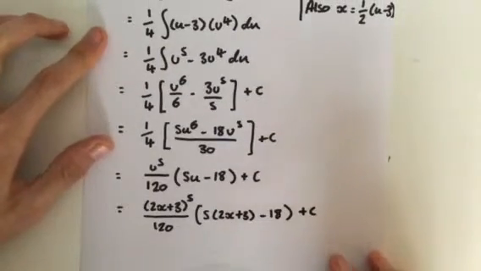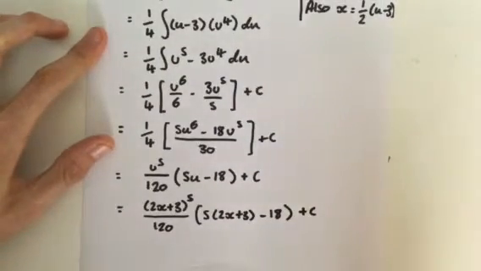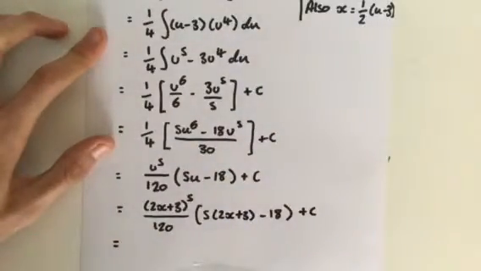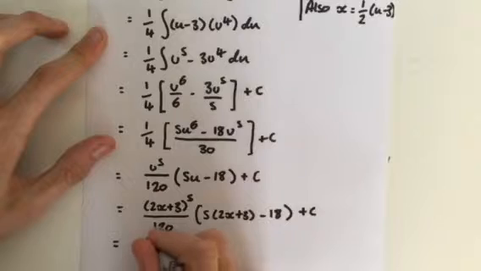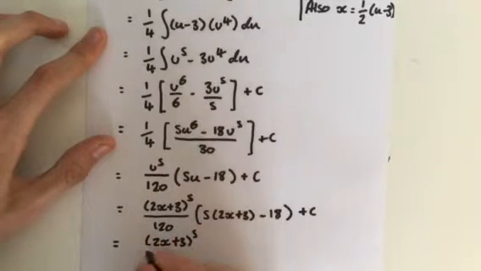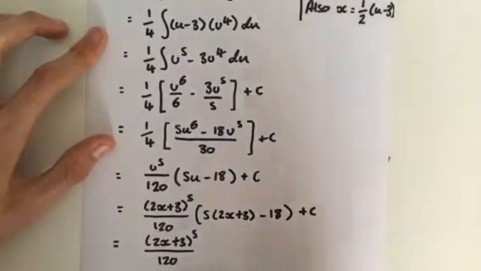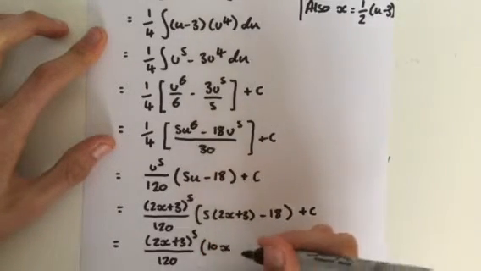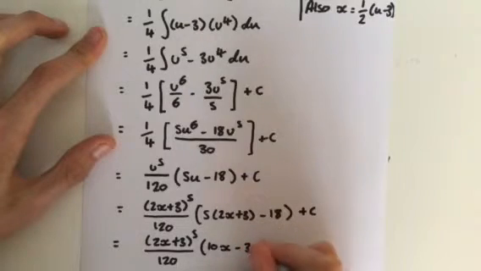I'm running out of room here. I think I can squeeze this in. So finally, if we cancel this down, we get (2x plus 3) to the 5 divided by 120, like before. Now we expand this, we get (10x minus 3) plus c.